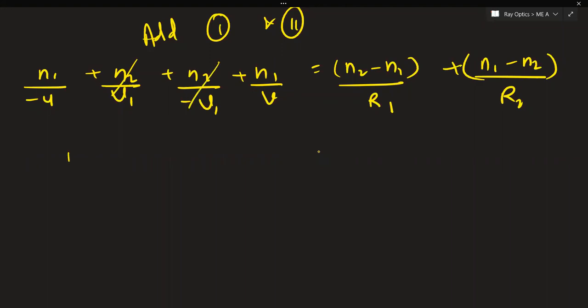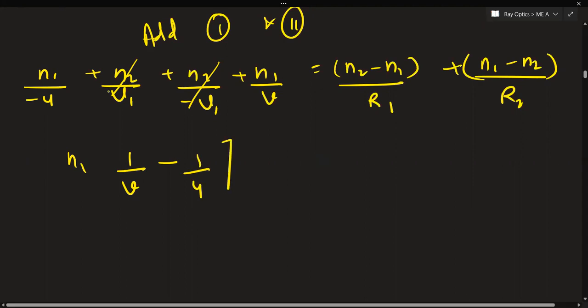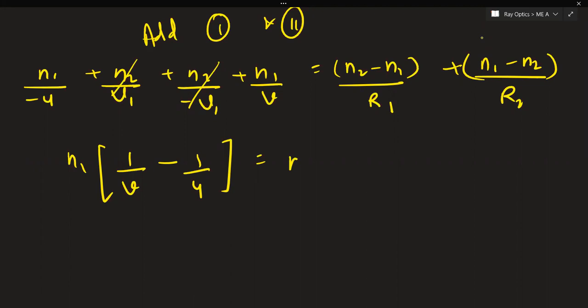So n1 we can take common from here, right? So this becomes, from here we are left with 1 by v, and from here we are left with 1 by minus u. So minus 1 by u is equal to, let's take n2 minus n1 common. So a negative sign will be left here because this is n1 minus n2. So if we take n2 minus n1 common, from here we'll be left with 1 by R1 minus 1 by R2. Clear till here?